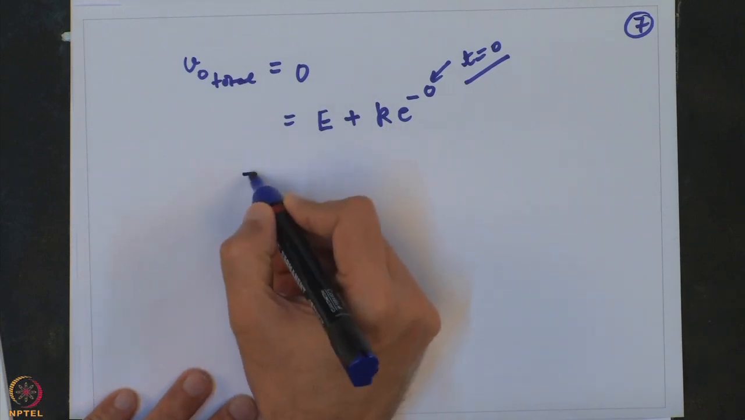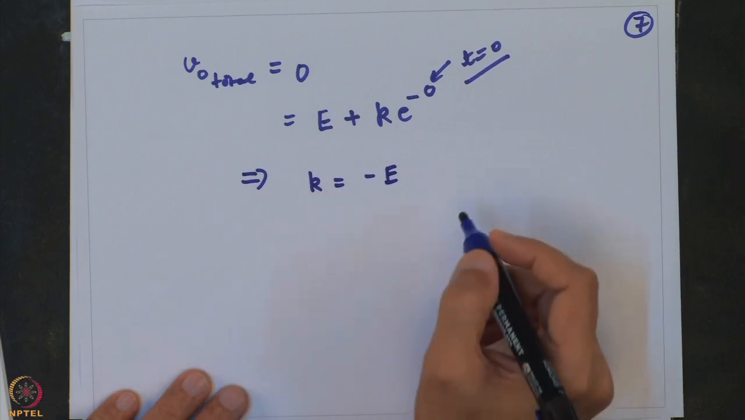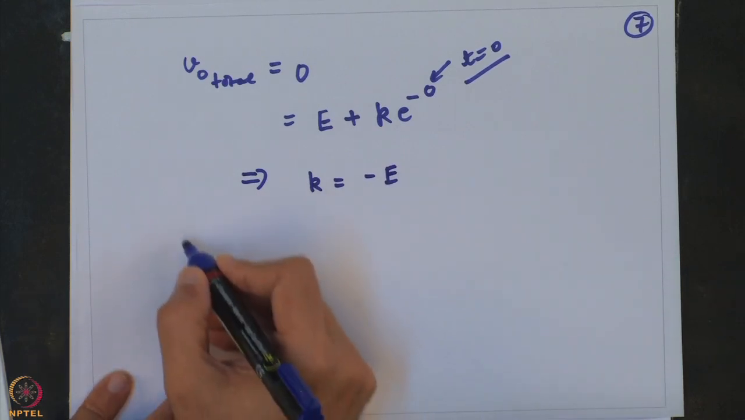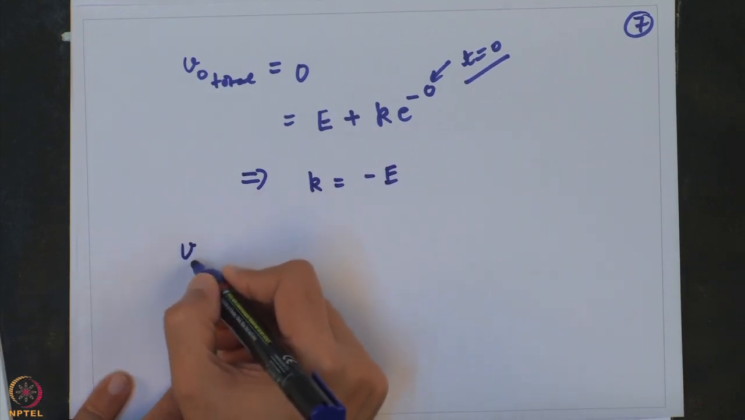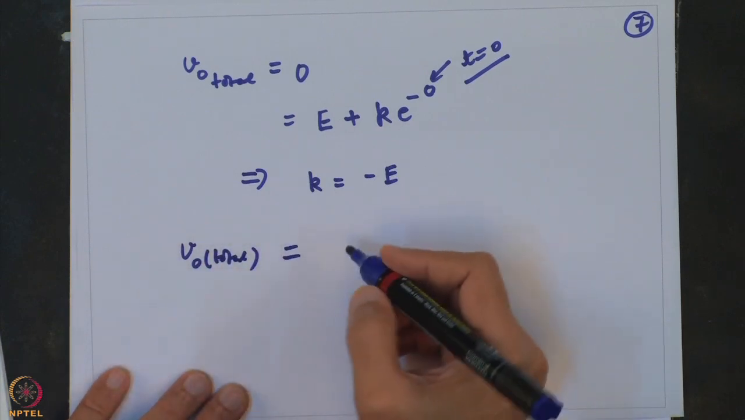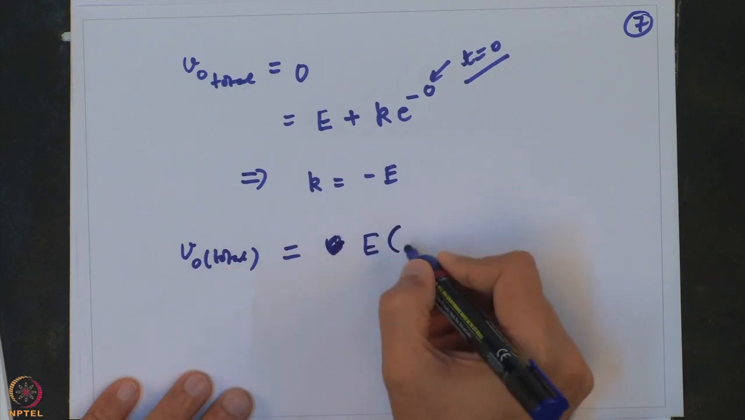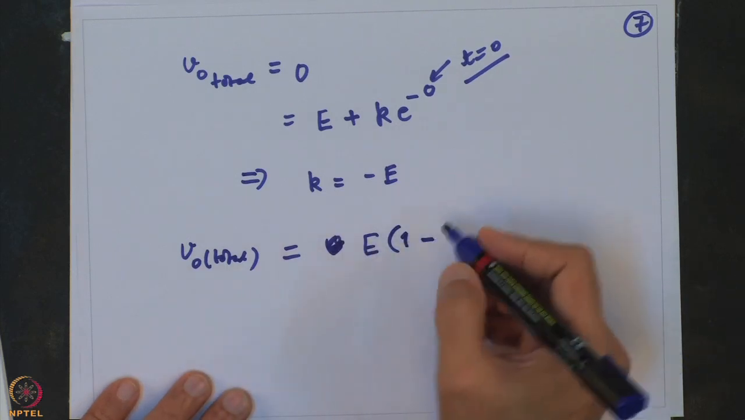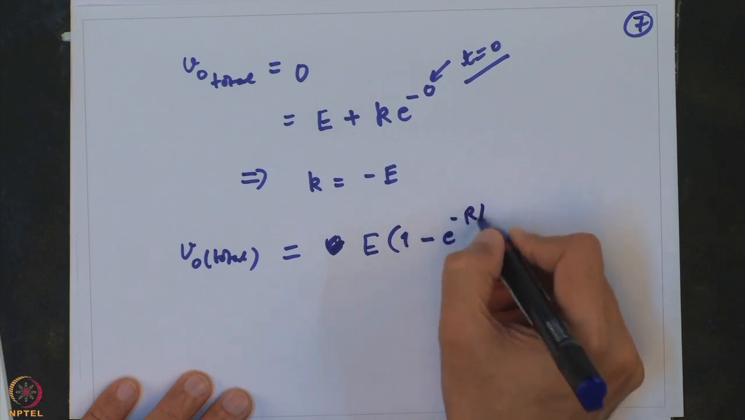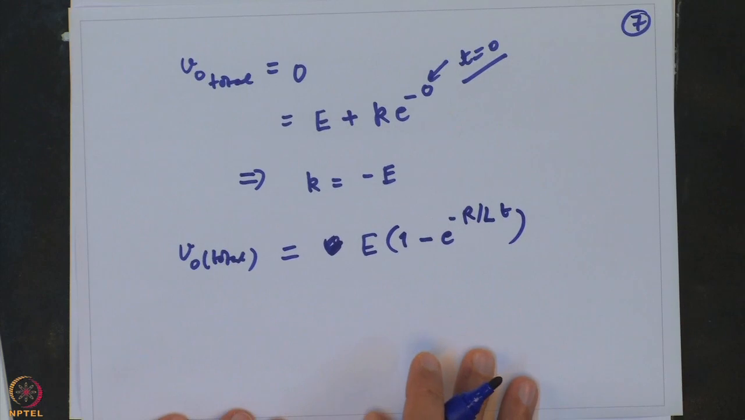This yields K as minus E, and hence I can write down the total solution to be equal to E into 1 minus e raised to power minus r over L into t. This is what I can write down.